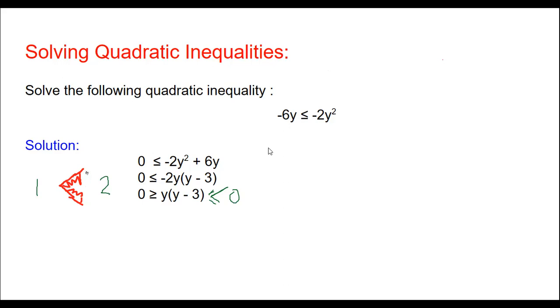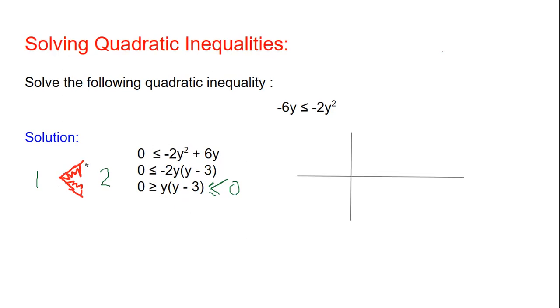So since we have y into y minus 3 being less than or equal to 0, the critical values are y is equal to 0 and y is equal to 3. So then what we do is we plot them and then plot the parabola. So we draw our axes. So here we have y is equal to 0 being plotted and y is equal to 3 being plotted. And then we just draw our parabola, which is this not so good looking curve.